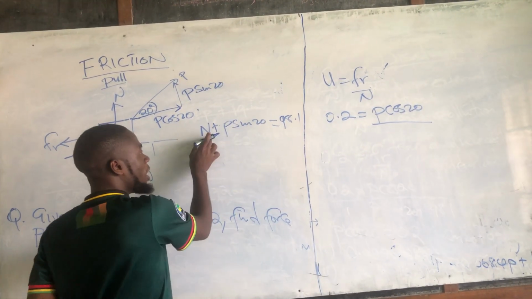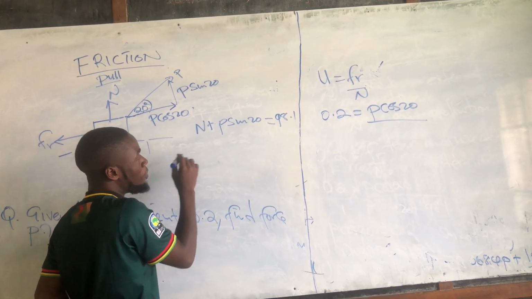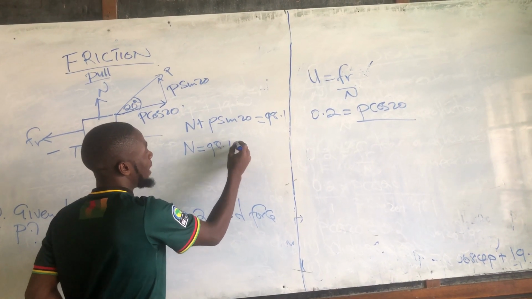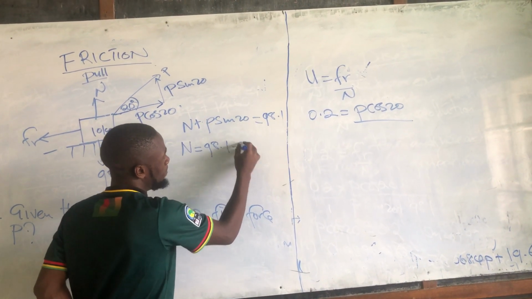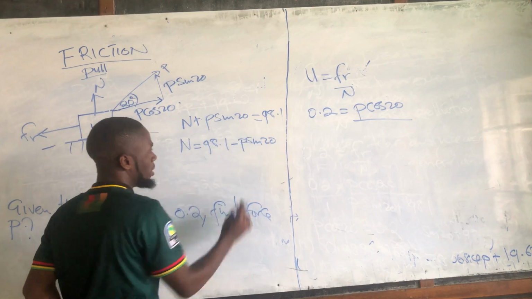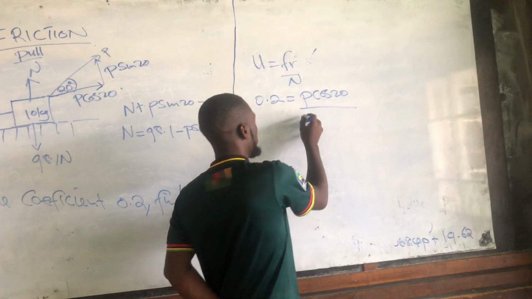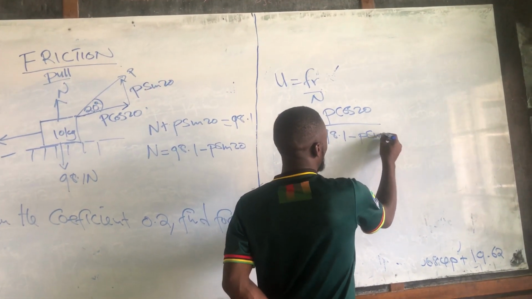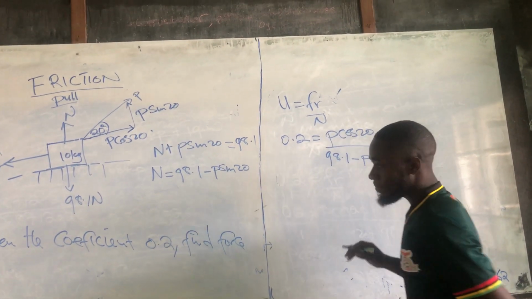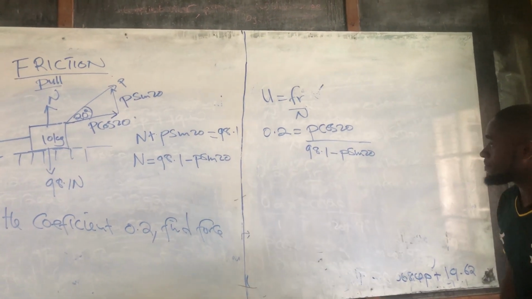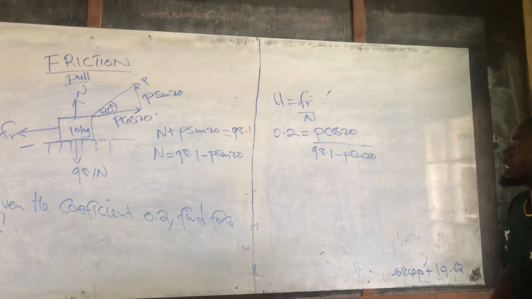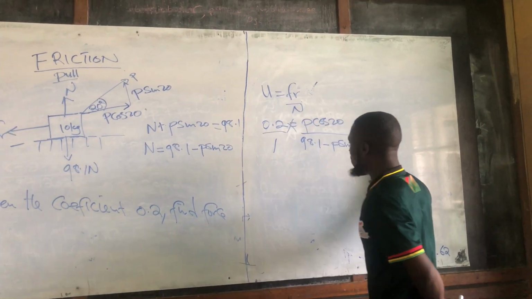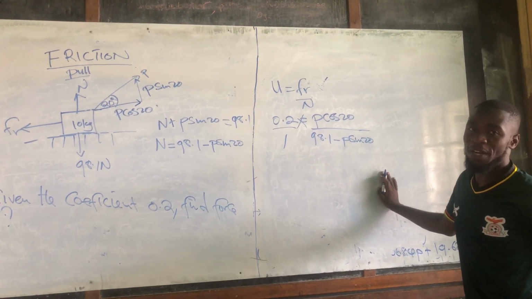So now the main thing is to make the normal force the subject of the formula. N is equal to 98.1 minus P sine 20. As simple as that. Let me just put it here: 98.1 minus P sine 20. Okay. So this is an equation here. And again, you can do the normal mathematics, cross multiply, then you easily find force P there.